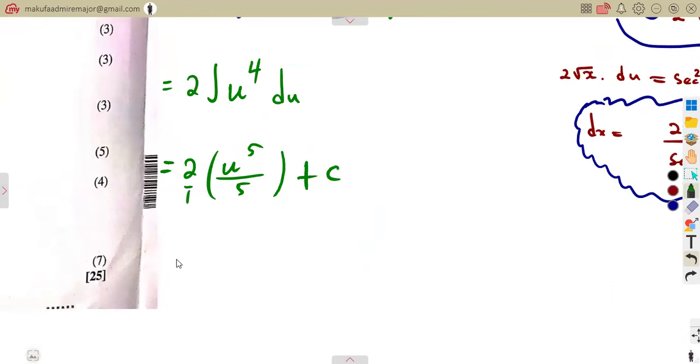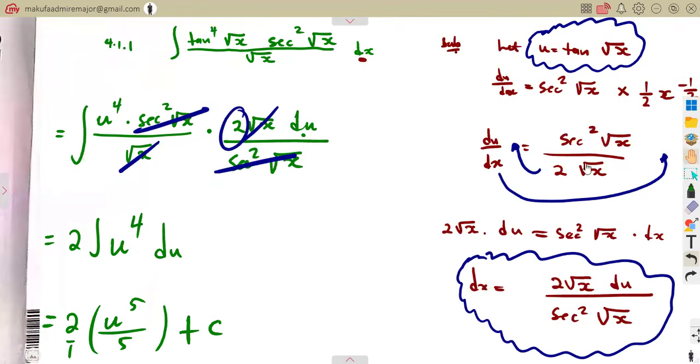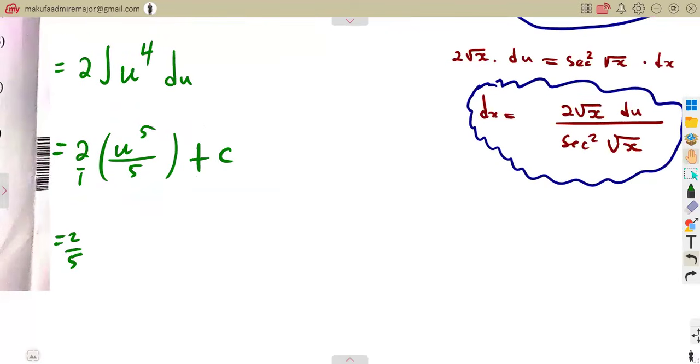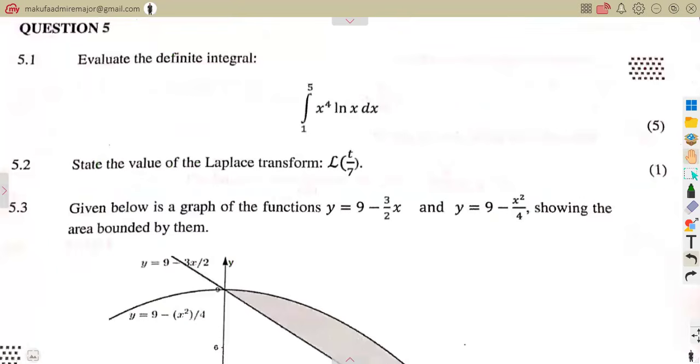2 over 1 times 5 is the same as 2 over 5, but remember, wherever this u is, it is tan of the square root of x. So this is going to be tan of the square root of x. Very sorry for that.